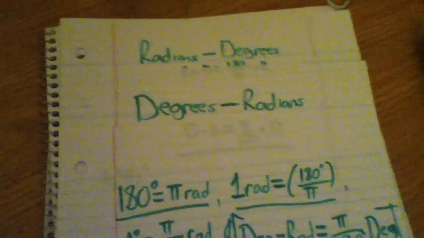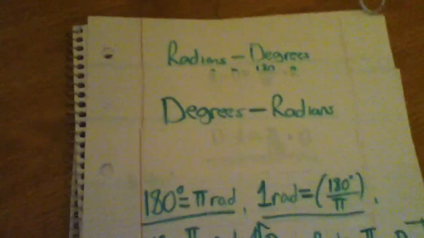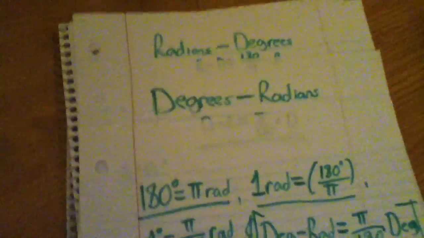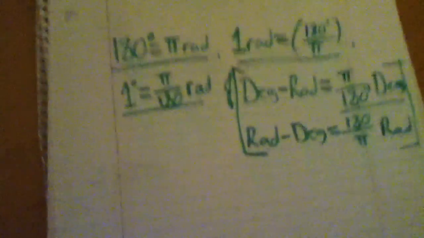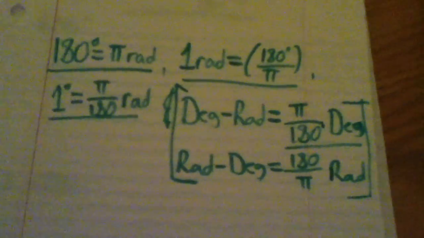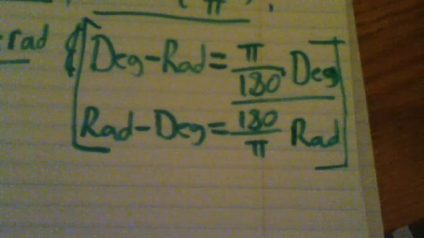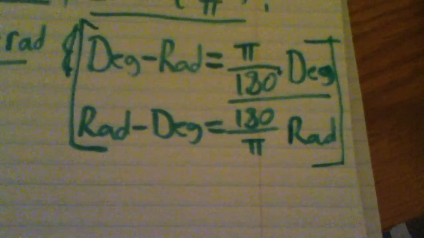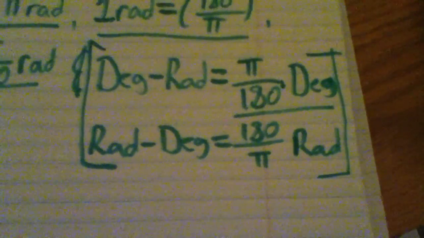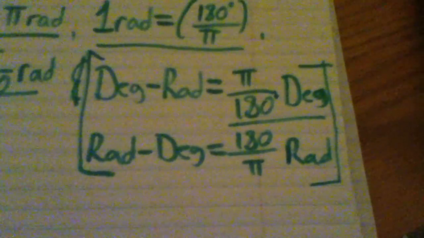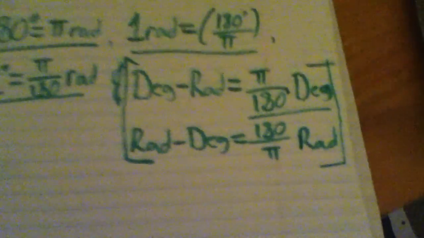Here I have a video to help y'all convert radians to degrees and degrees to radians. I have a couple formulas set up. To convert degrees to radians, you need pi over 180 times degrees. Vice versa, radians to degrees, you need 180 over pi times radians.